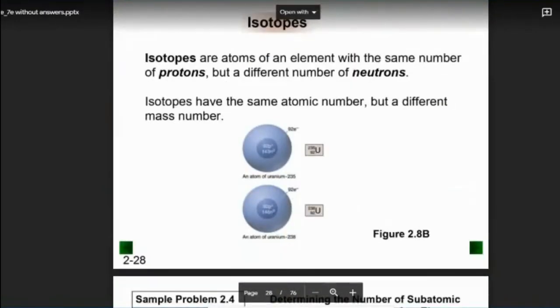Isotopes are different forms of the same atom, with different masses. Typically they have these two right here: uranium 235-92 and 238-92. You notice the 92 doesn't change because that's the number of protons. That tells me it's uranium. It tells me the identity. But the top number, the mass, changes. So some atoms of uranium are more massive than other atoms of uranium. They have different numbers of neutrons, and they exist in different amounts.